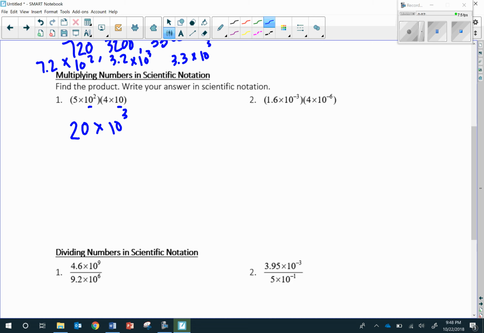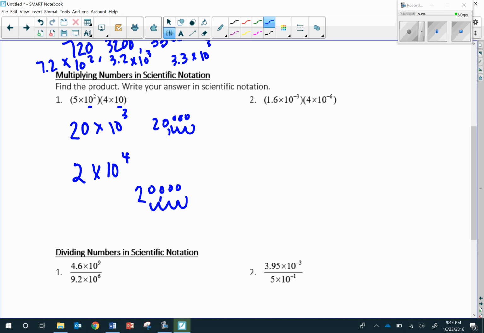In order to write this as a number in scientific notation, however, we need a number between 1 and 10. So that would be 2 times 10 to the 4th. Both cases will give you the same answer. So let's double check that. We have 20, 1, 2, 3. That's 20,000. 2, 1, 2, 3, 4. That number is also 20,000, so they do match.